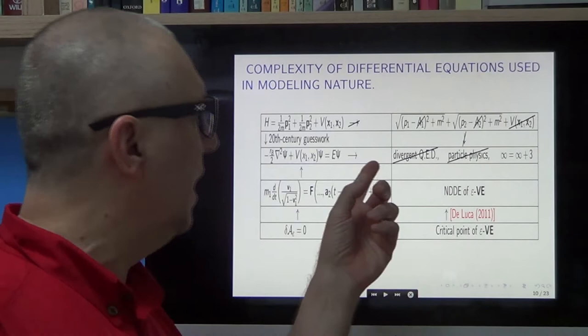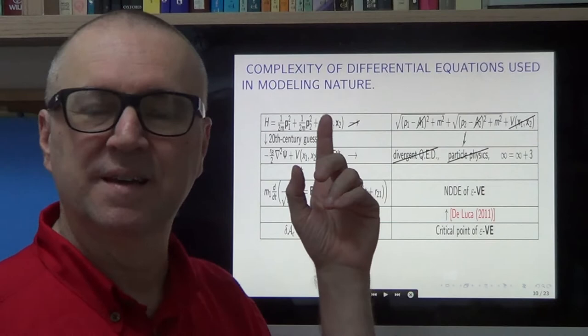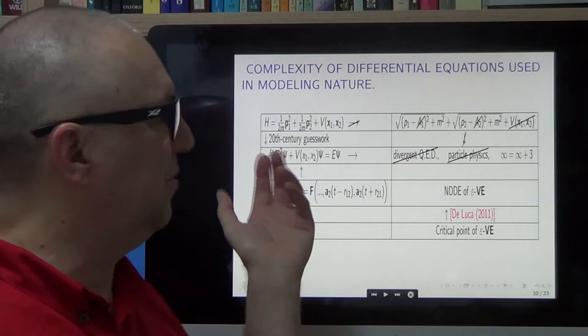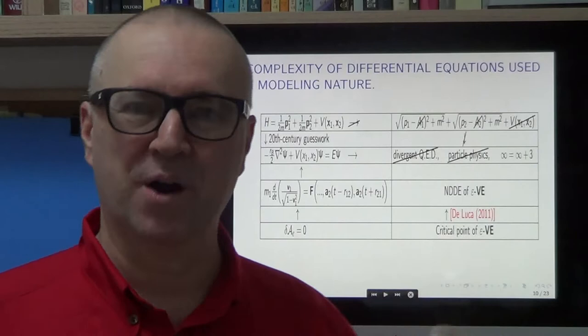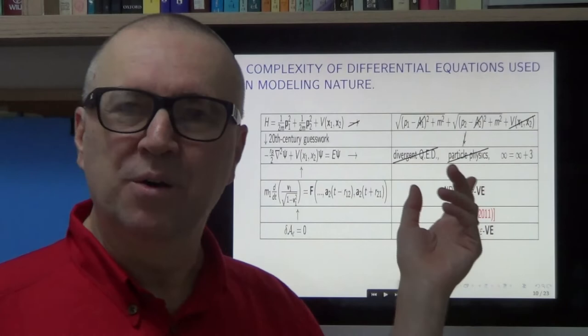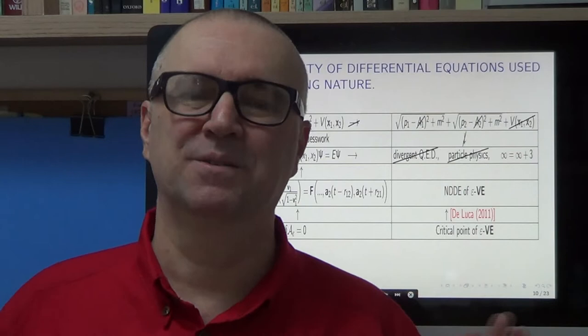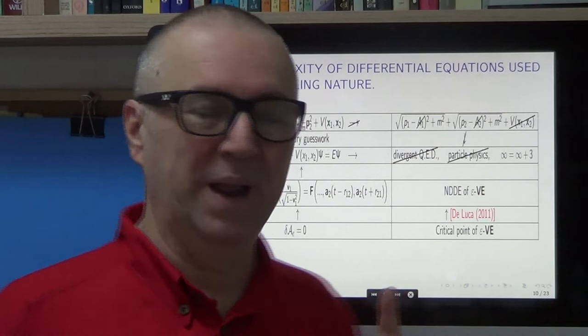Now, the generalizations that were done by divergent QED and particle physics suffer from the same locality in phase space, and not only are they enormous, with 19 parameters, they also lead to infinity equals infinity plus 3, which is, whenever the theory does this, I would advise you to throw it out, start again, and start from something which is more complex, even though it doesn't look more complex.